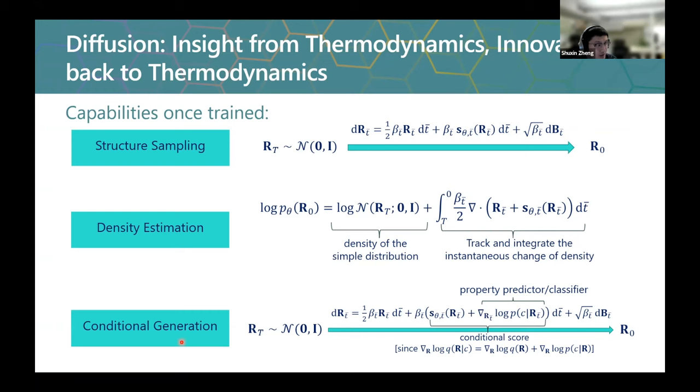But this classifier guided method allows us to only need to train an unconditional generator and have some forward property predictor.